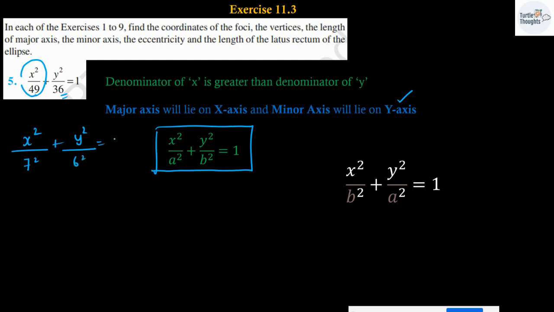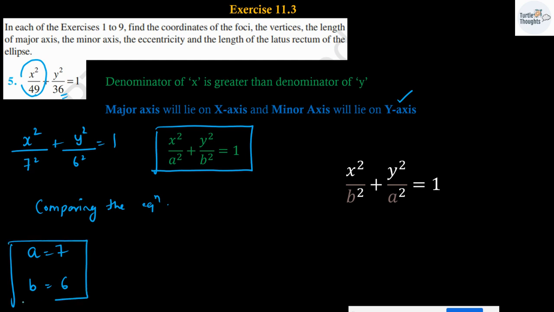36 can be written as 6 square is equal to 1. On comparing the equations, I will be getting the value of A as 7. I'll be getting the value of B as 6. Once I have got the value of A and B, I can easily find out the value of C.